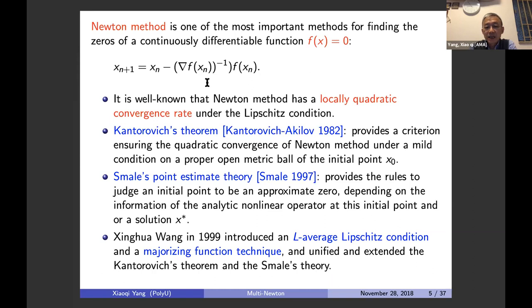It's called the L-average Lipschitz condition. This condition is the one that we're going to use. So instead of the classical Lipschitz condition, we will use the L-average Lipschitz condition. So what is it? Now another one is the majorizing function technique.